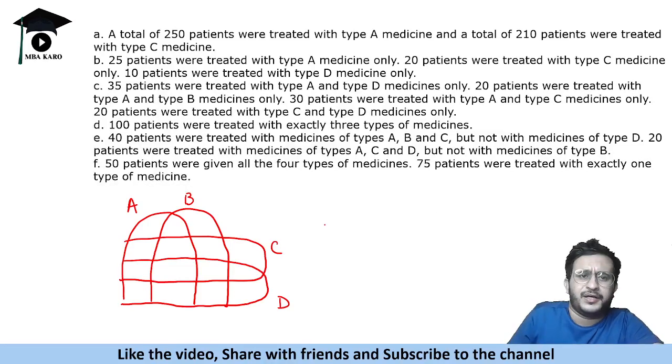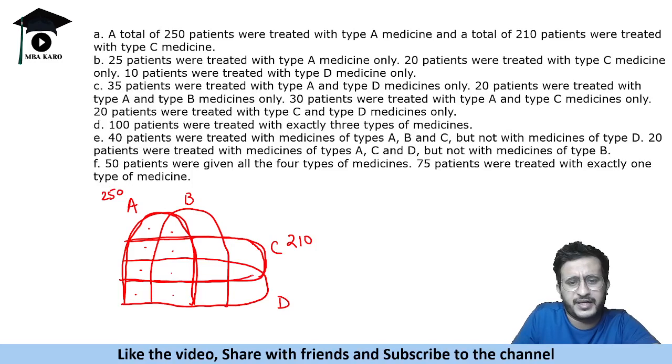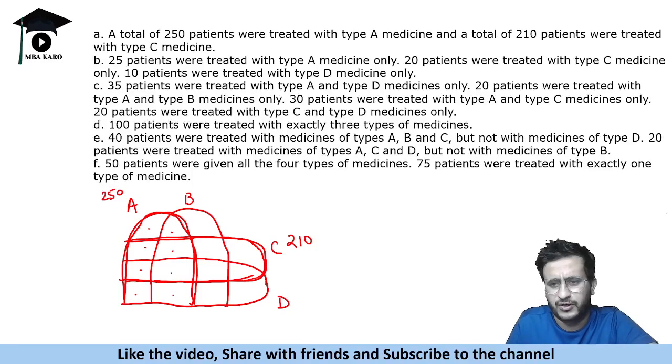Now it is given that a total of 250 patients were treated with type A medicine. So type A is 250. This means this complete part is a total of 250. So whatever is inside these regions adds up to 250. Similarly, 210 patients were given type C medicine. So 210 is this part. You just need to understand the different regions, and then you can easily solve these questions.